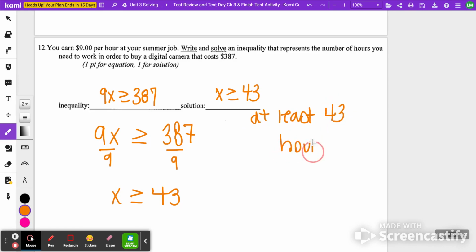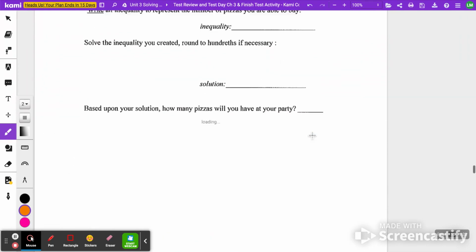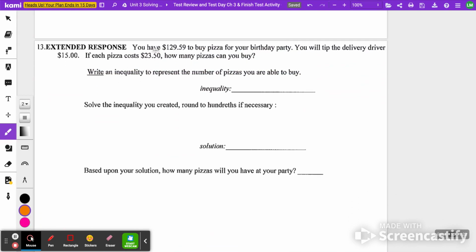Okay. And then our last one is our extended response. You have $129.59 to buy pizza for your birthday party. You will tip the delivery driver $15, and if each pizza costs $23.50, how many pizzas can you buy? If you're going to tip your delivery driver, that's $15 by itself, but you have $23.50 per pizza, so that's 23.50x. And then I only have $129.59, so that's less than or equal to $129.59.